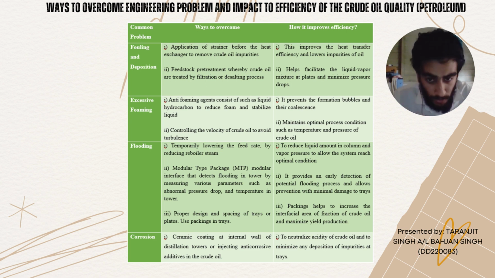Fourth is corrosion. So how we can avoid corrosion is by ceramic coating at the internal wall of the distillation tower or injecting anti-corrosive additive in the crude oil. This helps to neutralize the acidity of the crude oil and helps to minimize any deposition of impurities at the tray. Hence, this will improve the quality of the oil and the safety of the oil for consumption by the customers.